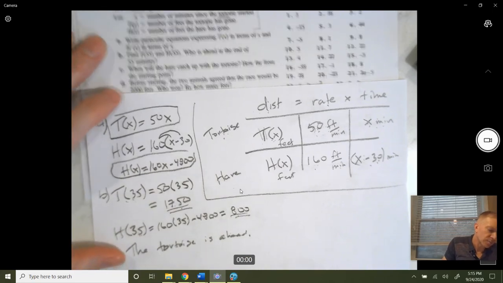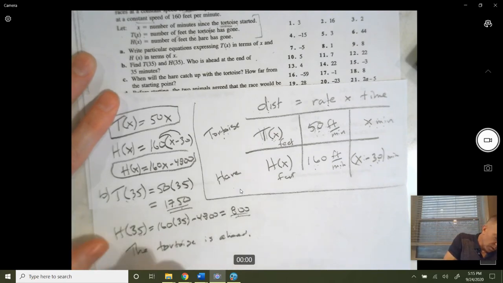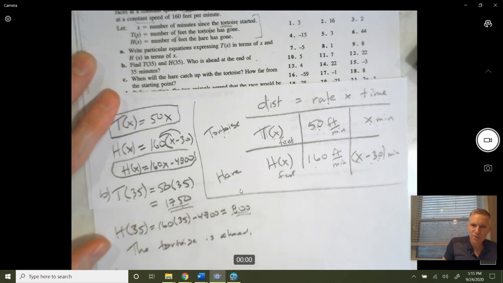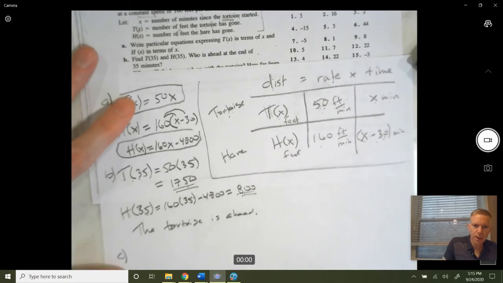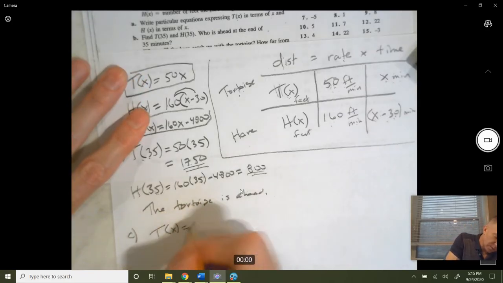Okay, let's go to C. When will the hare catch up to the tortoise? How far from the starting point? So when will they catch up? Well, they'll catch up when their distances from the starting point are the same. So when t of x equals h of x.